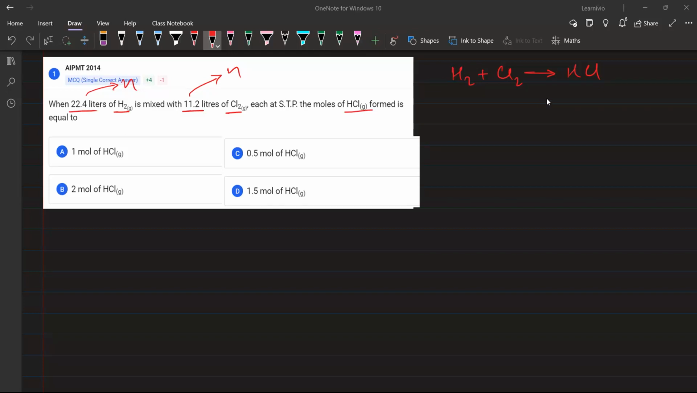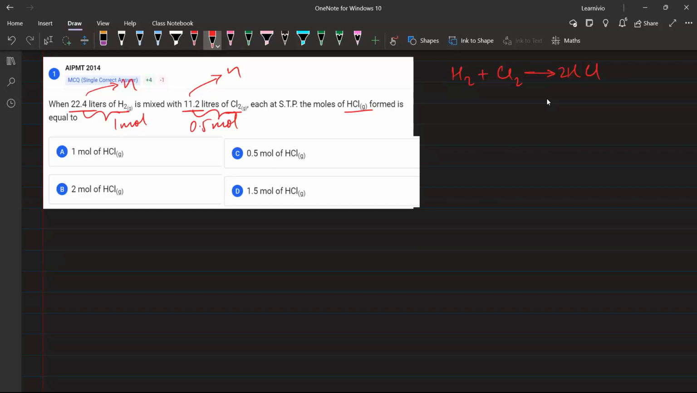See, once you balance this, you will get 2 moles of HCl like this. So if you calculate the limiting reagent, you have to calculate the MCR. So 22.4 liters of H2 will give you 1 mole of H2. 11.2 liters of Cl2 will give you 0.5 moles of Cl2. The stoichiometric coefficient for both of them is 1.